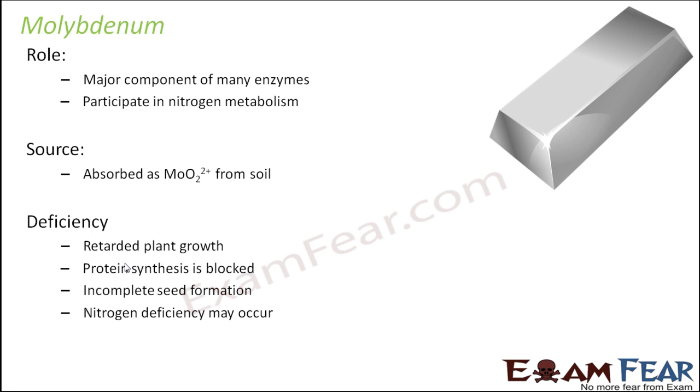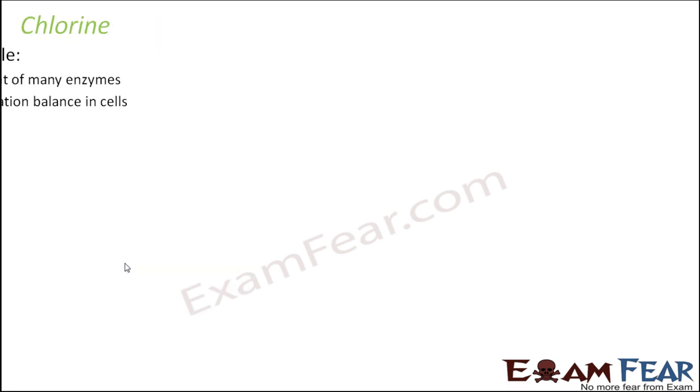Nitrogen deficiency may occur. Why nitrogen deficiency? That is because it plays an important role in nitrogen metabolism. As I said, the enzymes in which these ions are present help to convert nitrate into ammonia. So if this molybdenum is not there, that conversion will not happen, and the nitrogen cycle will not be able to complete. So nitrogen deficiency may occur. Pale curled leaves.